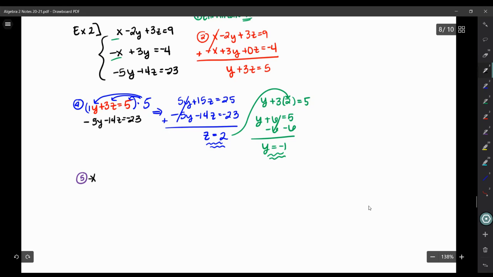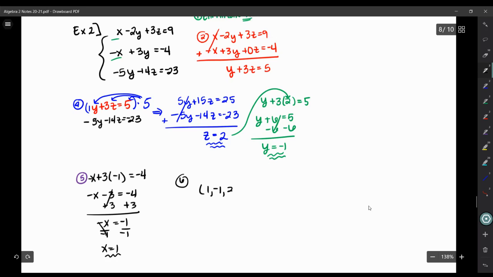So I have negative x plus 3 times y, which is a negative 1, equaling negative 4. So negative x minus 3 equals negative 4. Add 3 to both sides. Negative x equals negative 1. And then we divide out the negative 1 to find that x is equal to 1. So our step 6 is write the ordered triple, which is 1, comma negative 1, comma 2.